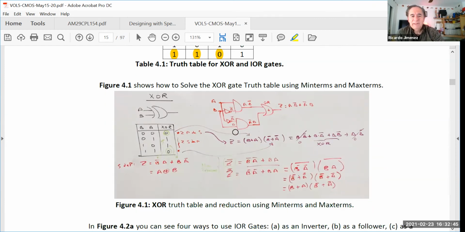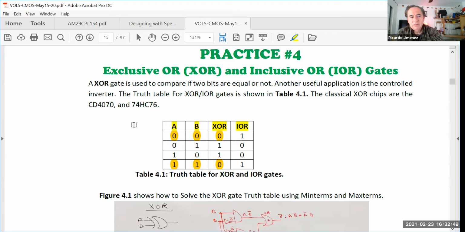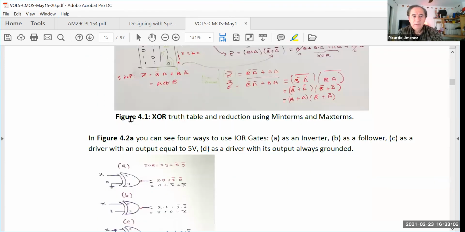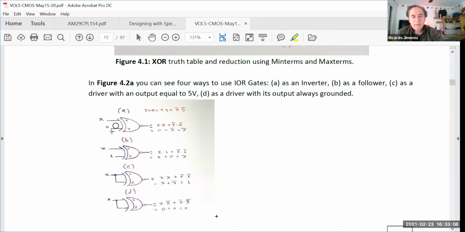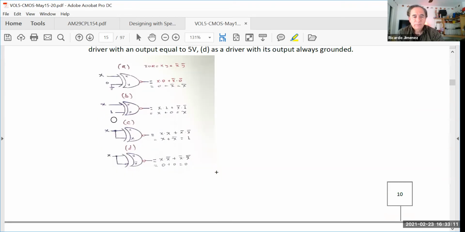So this is how you can make an exclusive OR, or you can buy it. The classical numbers, the chips you want to buy, are the 4070 and the 7476. Okay, those are the two classical exclusive OR gates. You will not find IOR gates. You have to make them. Okay, how do you make them? By applying an inverter at the output.